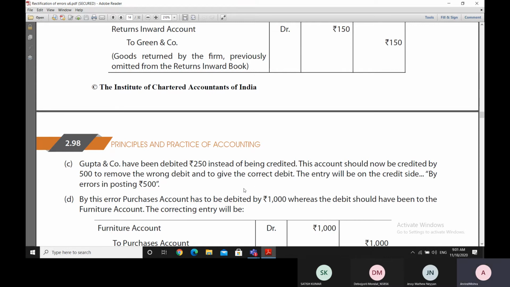So here what we are doing is that an account which has been debited, instead of being credited, while crediting the account, we will make the double credit instead of the single credit, because initially we have to cancel that original debit by making a credit, and then we have to make a fresh credit also.